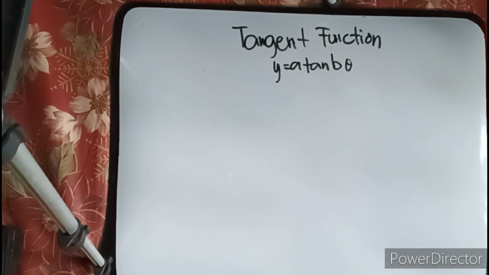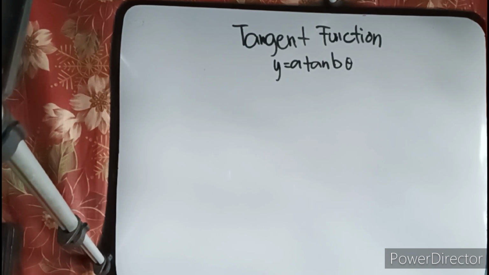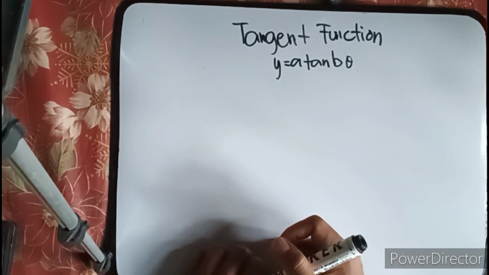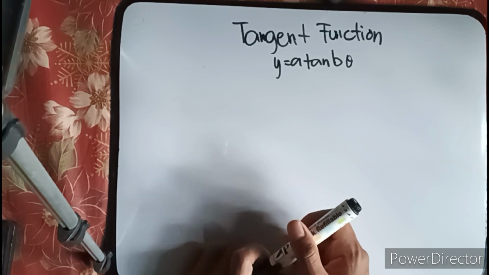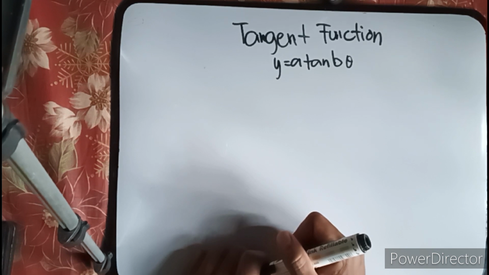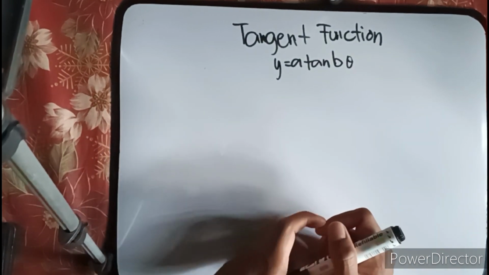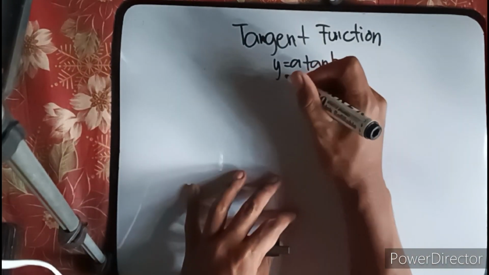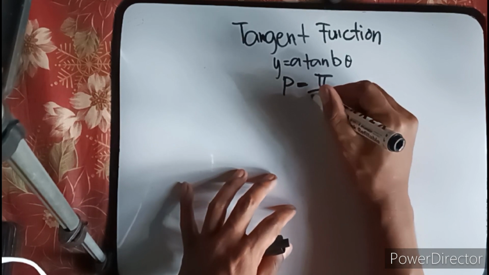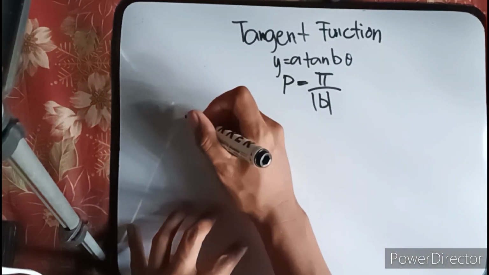So in this video, we are going to graph a tangent function, in which the standardized equation of a tangent function is y equals a tangent b. We don't need the amplitude of this tangent function since this function has asymptotes, and so there is still a period. The formula of the period is pi over the absolute value of b. So all we need to do is find the value of b.